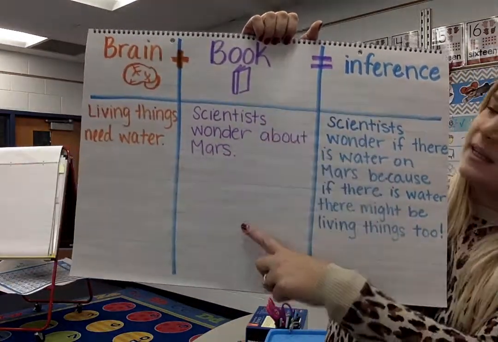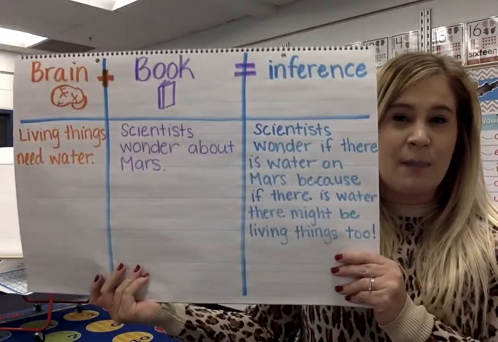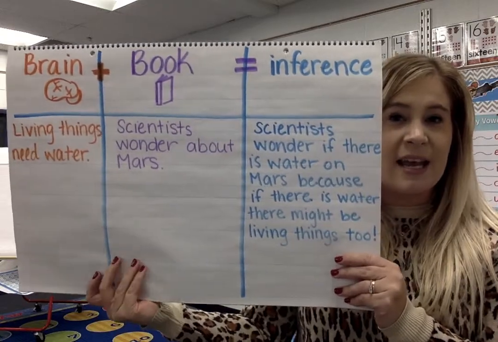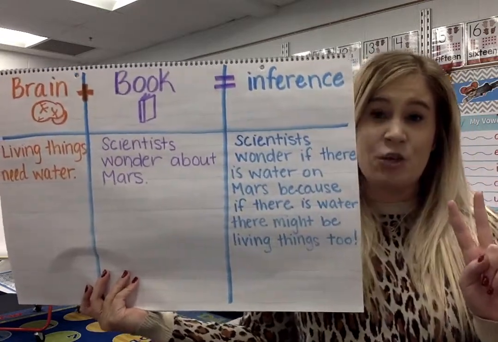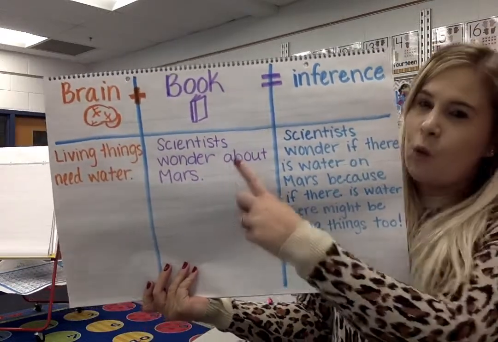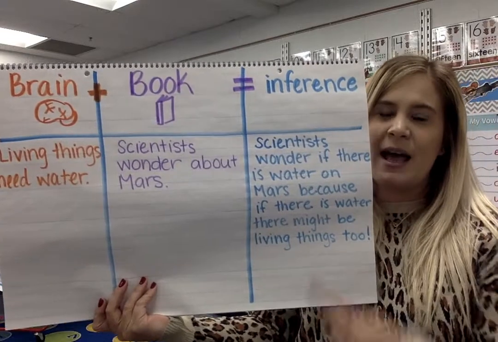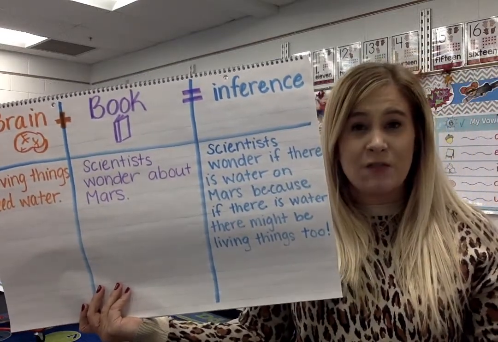Brain, book, and inference. And I want you to read our story about learning more about Mars again. And I want you to think of two inferences that you can make. I want to know, what did you already know in your brain? What did you read from the book? And then what was the inference that you made? What did you think when you put all of it together?